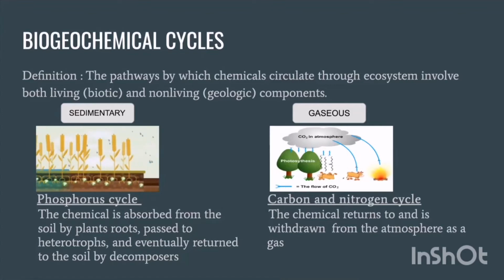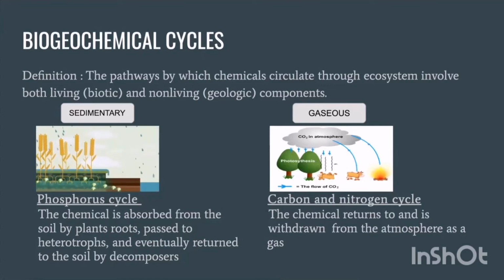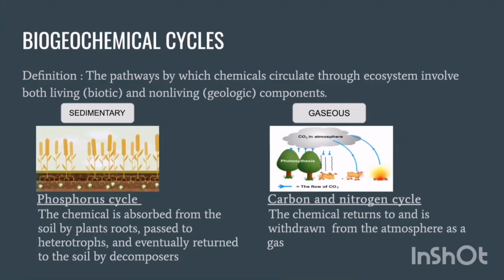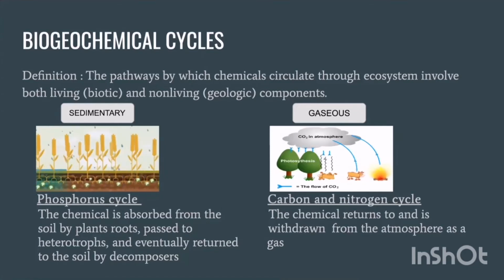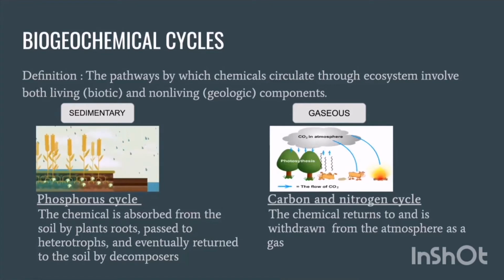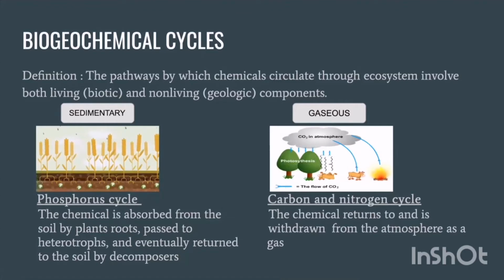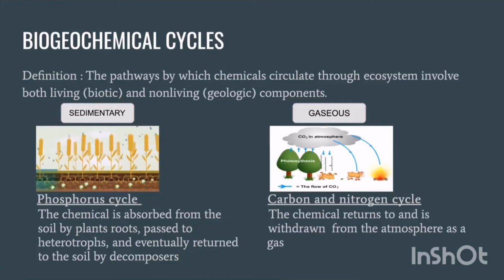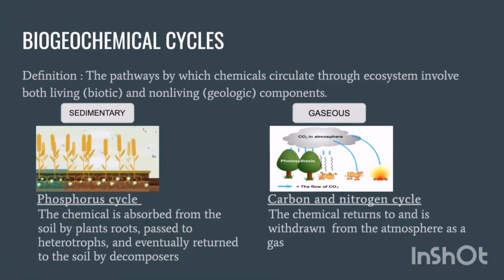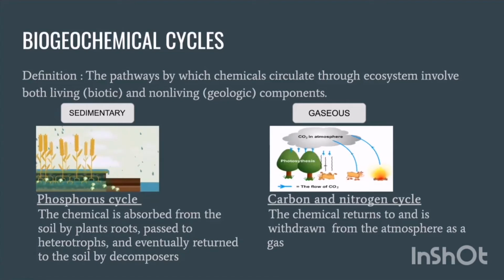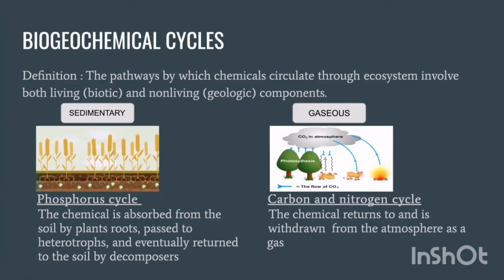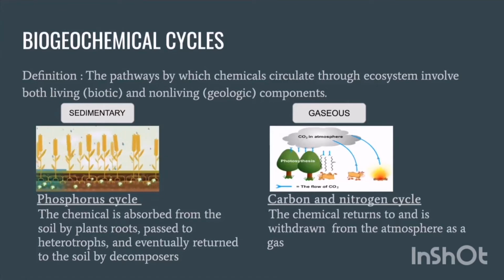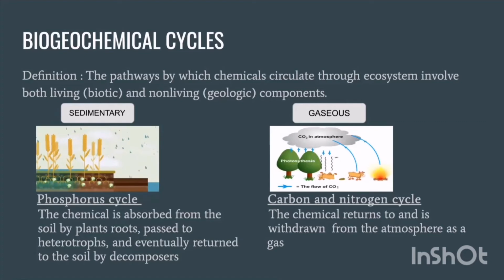So biogeochemical cycles can be classed into two parts, which are gaseous and sedimentary. In sedimentary cycles, for example the phosphorus cycle, the chemical is absorbed from the soil by plants' roots, passed to heterotrophs, and eventually returned to the soil by decomposers. And the second part, the gaseous cycle, such as the carbon and nitrogen cycles, the chemical returns to and is withdrawn from the atmosphere as a gas.